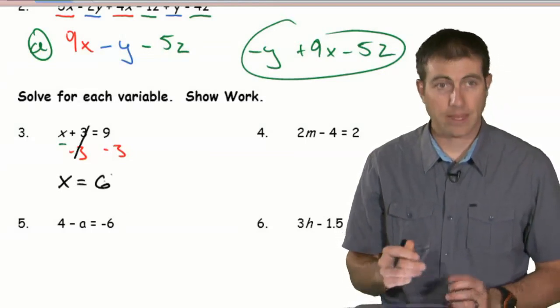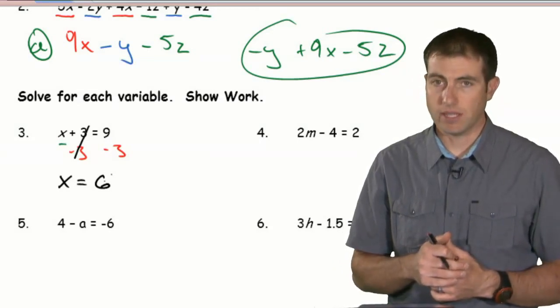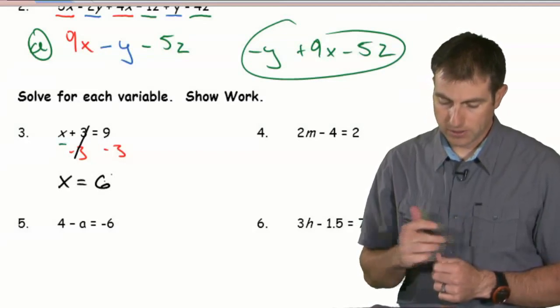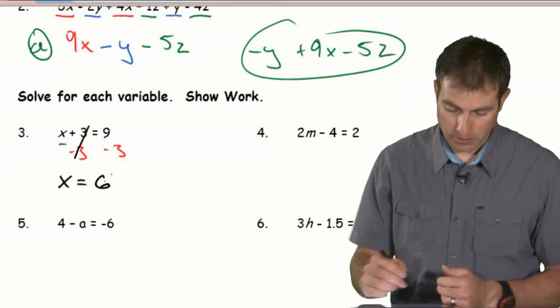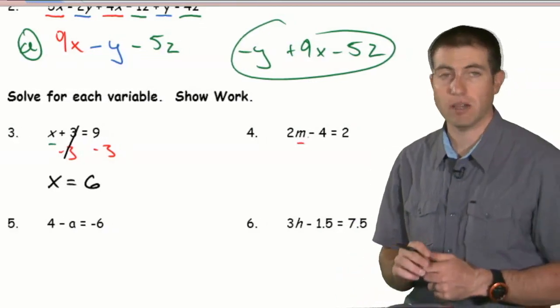So x equals 6. That's our answer. That's kind of it for those. Pretty basic one to start. They get a little trickier here. So the next one here, our variable that we're going to try to solve for is m. That's the only variable we have.